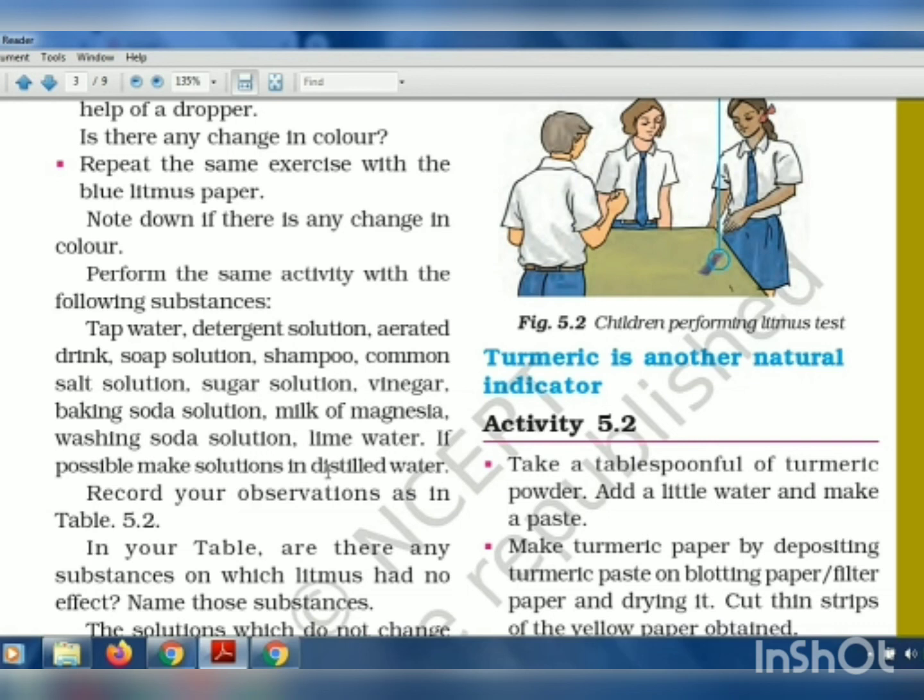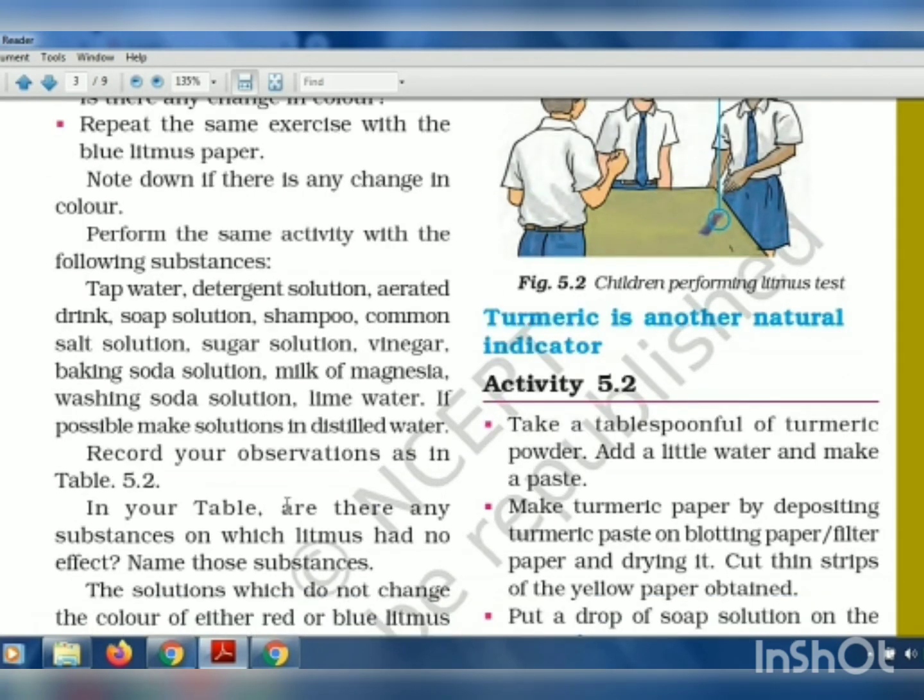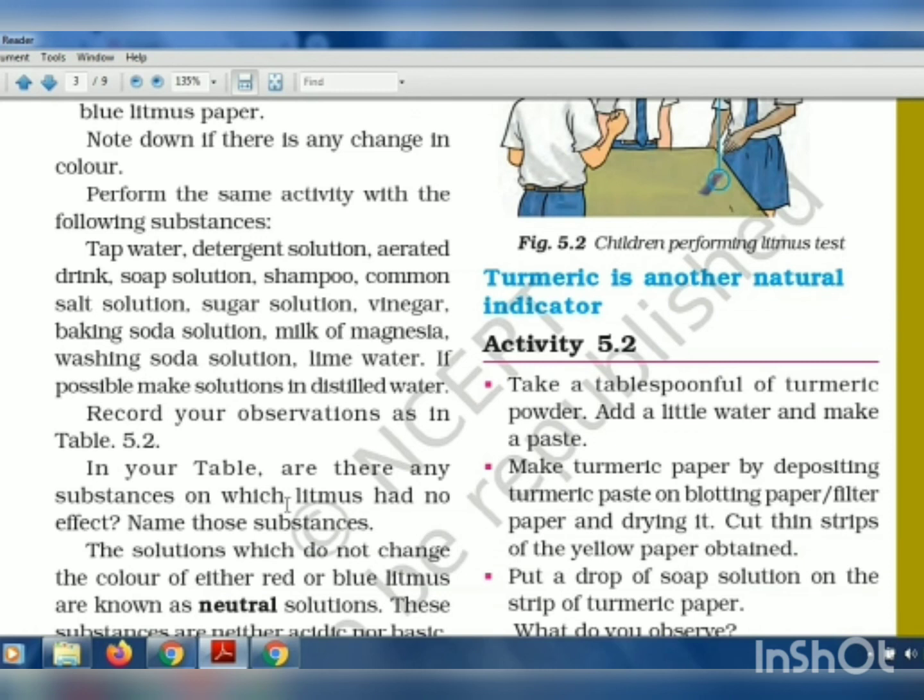Distilled water is when you boil the water properly and then that same water is cooled down to room temperature and used. It means all the impurities have gone from that water. The water is pure. Record your observation as in table 5.2. Are there any substances on which the litmus had no effect? Name those substances. I'll give you this also, don't worry. We will discuss in class the change in the color of the litmus paper for all these things.